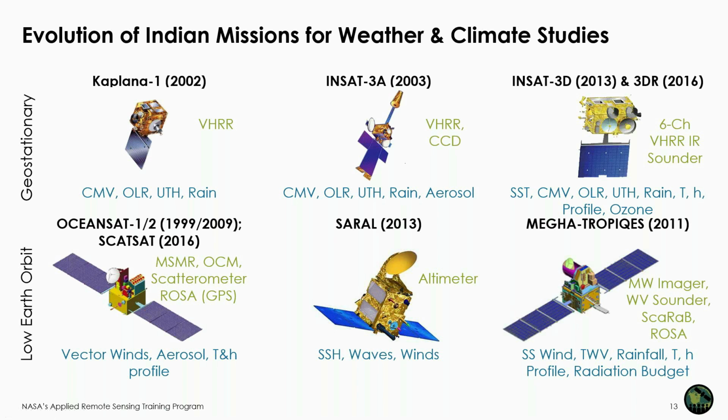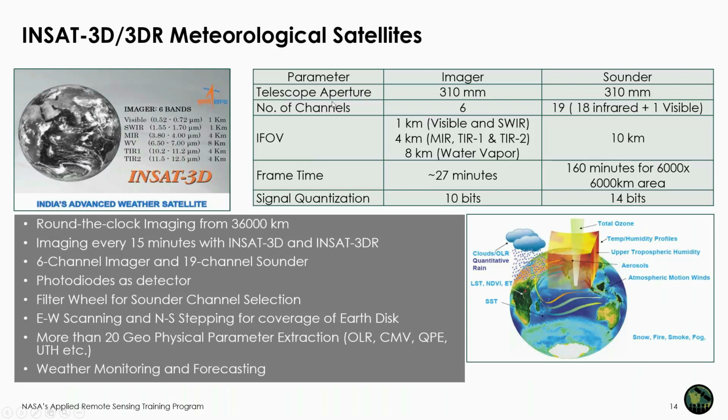AOD retrieval. Now, if you look into the 6 channels of the imager which are there in INSAT 3D, we have a visible band which is from 0.5 to 0.72 micrometer at a 1 kilometer spatial resolution. Then you have a SWIR band at 1.55 to 1.7 micrometer range at a 1 kilometer spatial resolution. Then an MIR channel 3.8 to 4 micron at 4 kilometer, water vapor channel, and then 2 thermal channels to provide information about the land surface and the sea surface temperature.